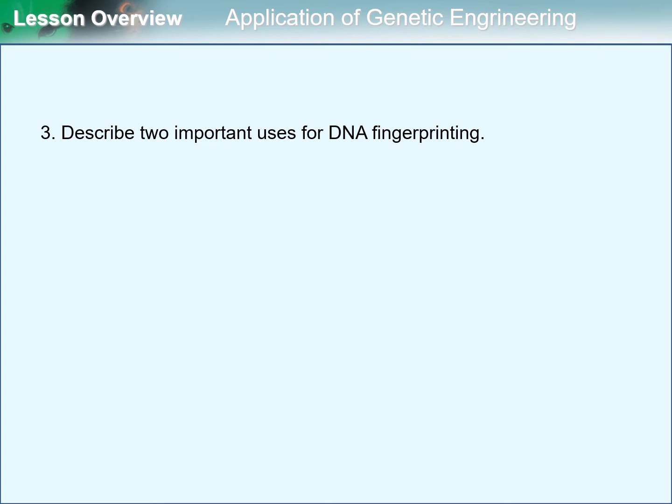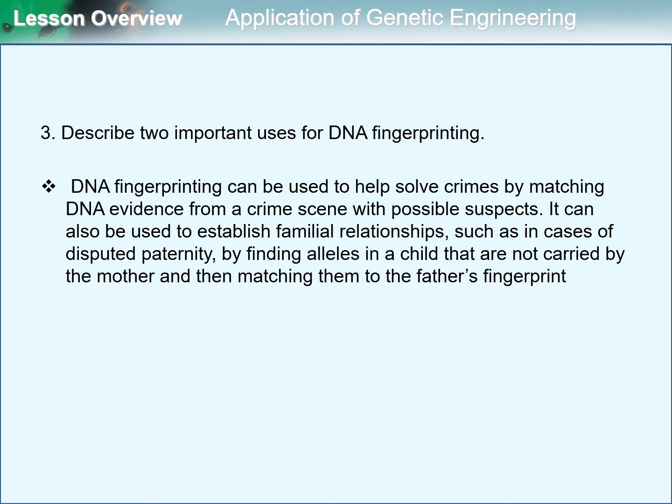The correct answer is DNA fingerprinting can be used to help solve crimes by matching DNA evidence from a crime scene with possible suspects. It can also be used to establish familial relationships, such as in cases of disputed paternity, by finding alleles in a child that are not carried by the mother and then matching them to the father's fingerprint.